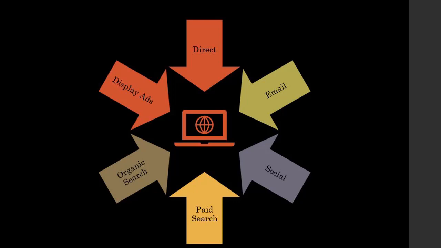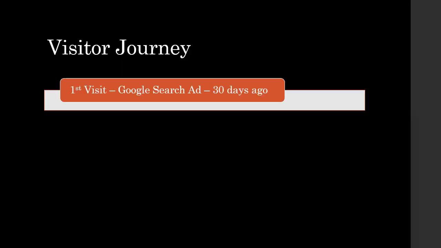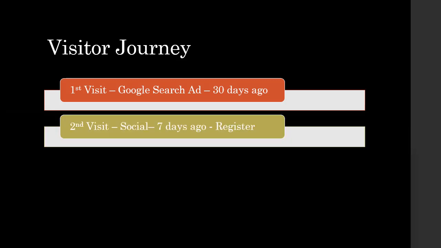Let's take an example of a customer who bought some stuff from you today. 30 days ago, the user found your site through a Google search ad. That was their first visit. Then 7 days ago, the user again came to your site via clicking on a social link. And that's when the user registered. And then the user never showed up.